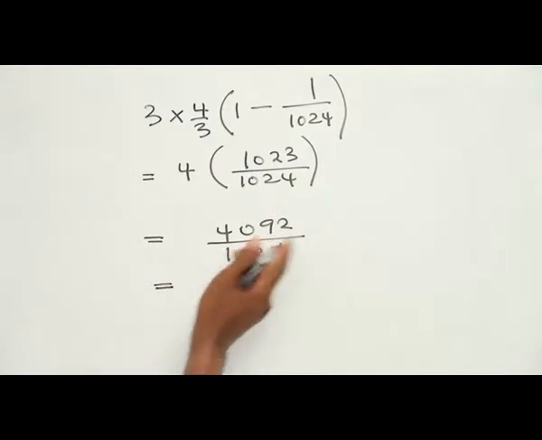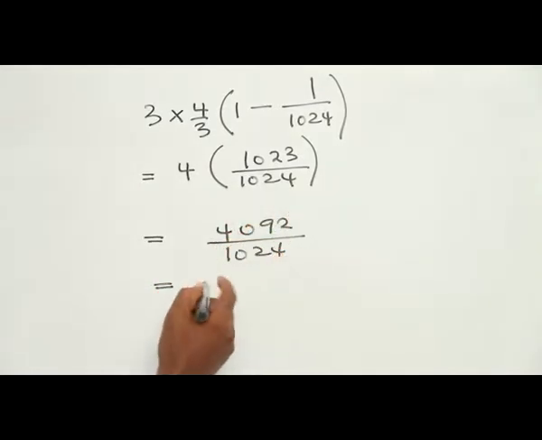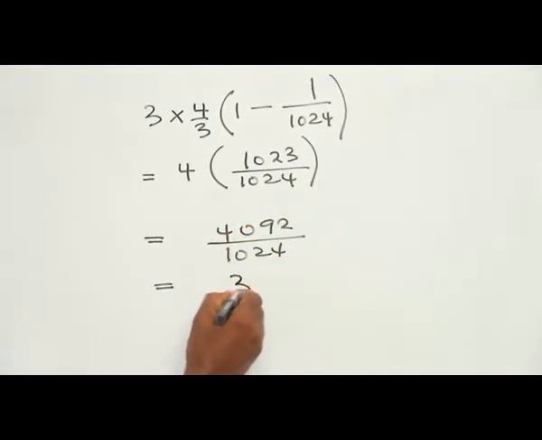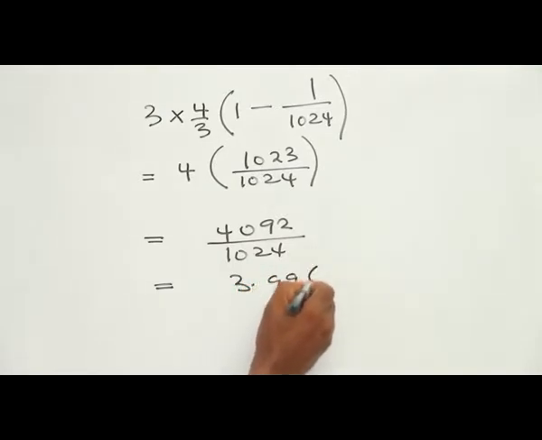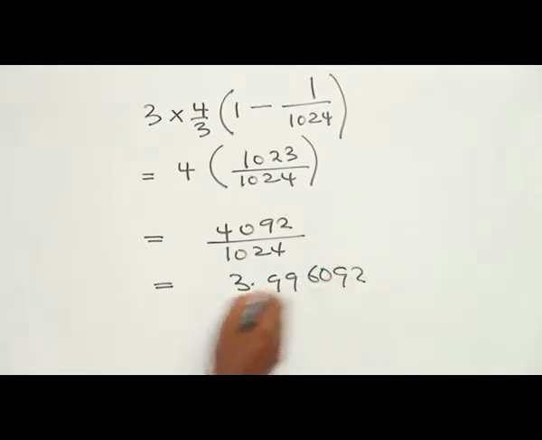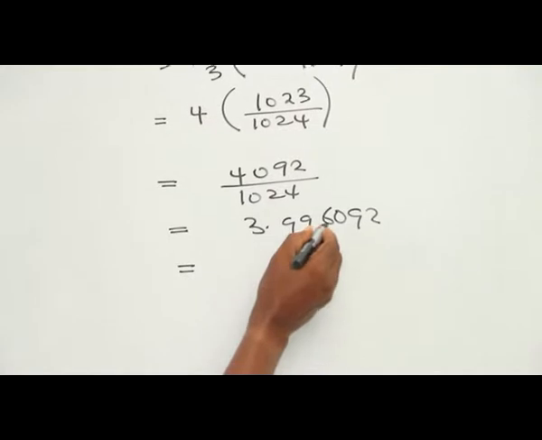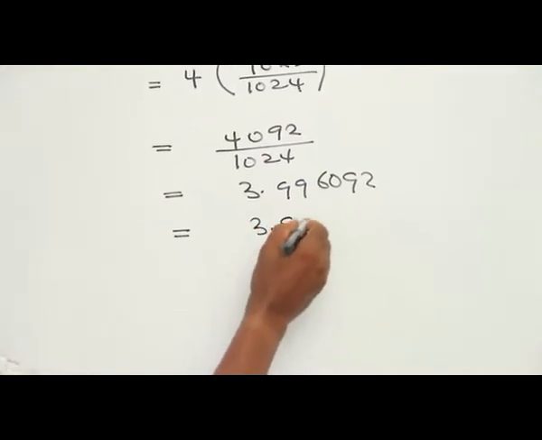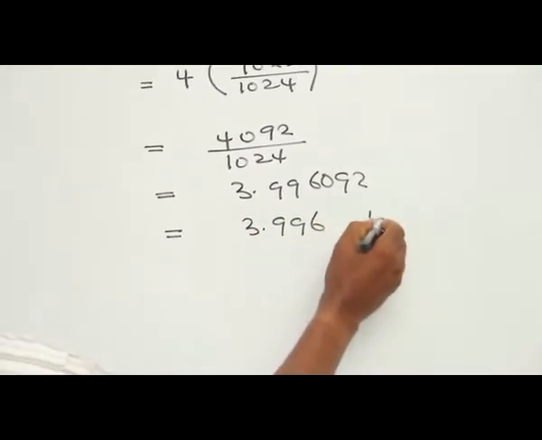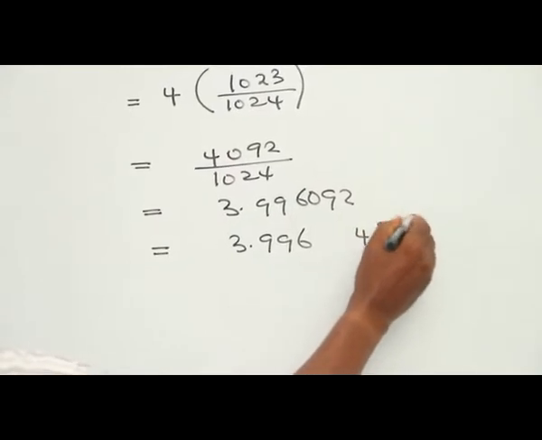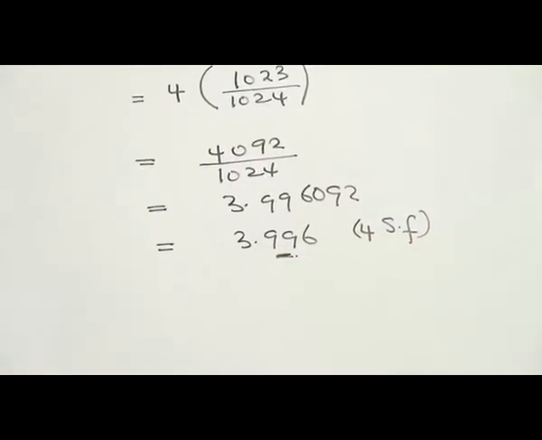If you now use your calculator, you divide it by this, you will now have 3.9969092, and because we are to correct the answer to 4 significant figures, 1, 2, 3, 4, we have 3.996 to 4 significant figures. And that is the solution to the problem.